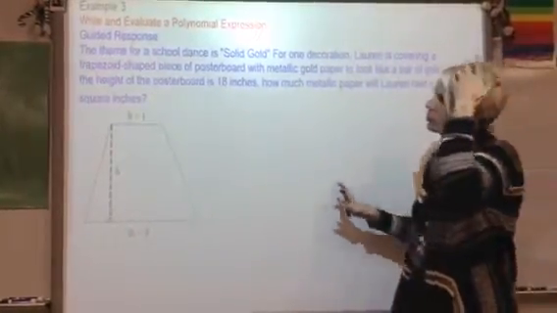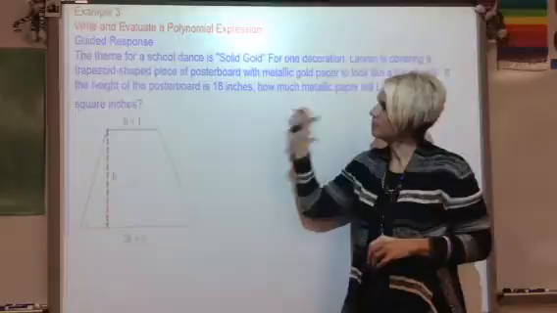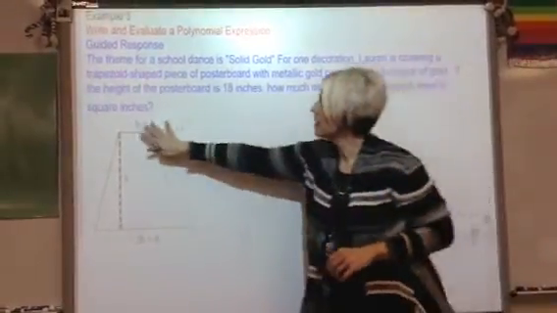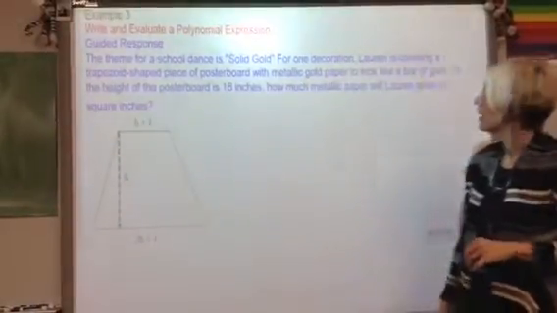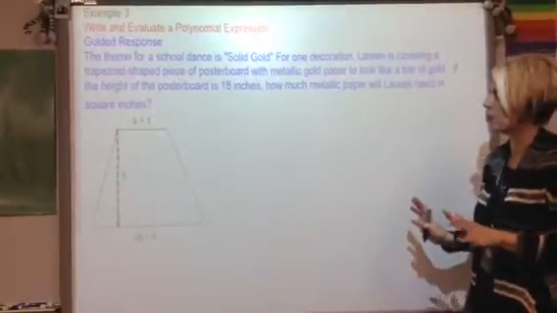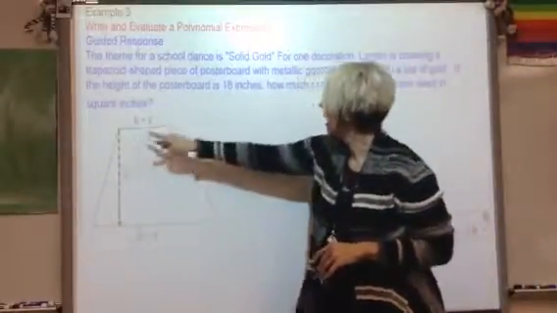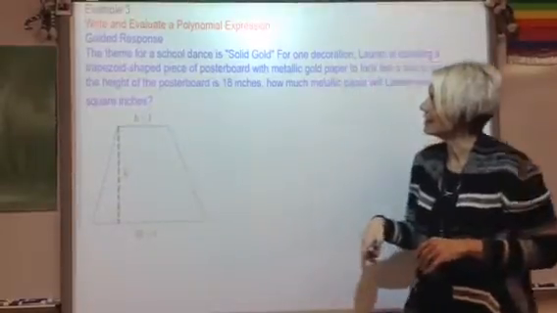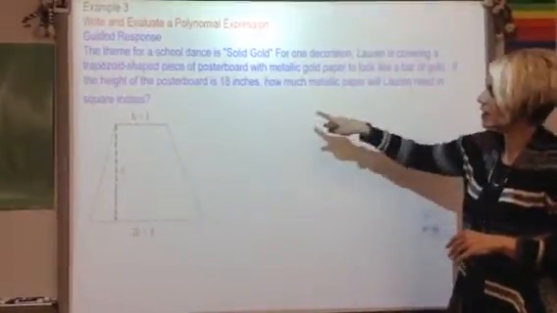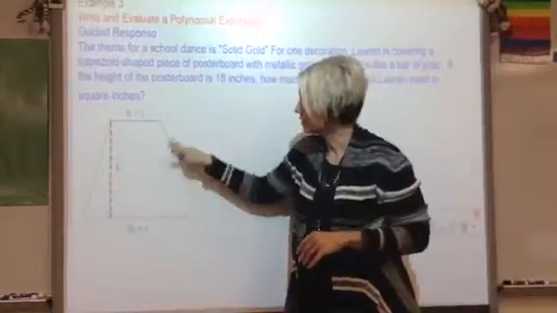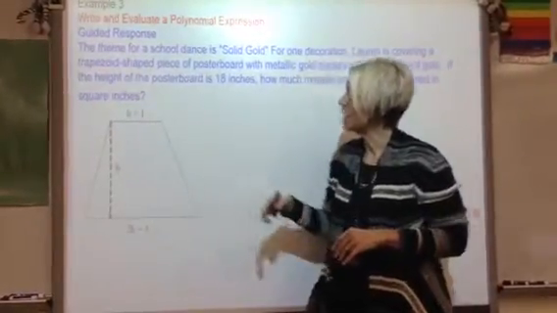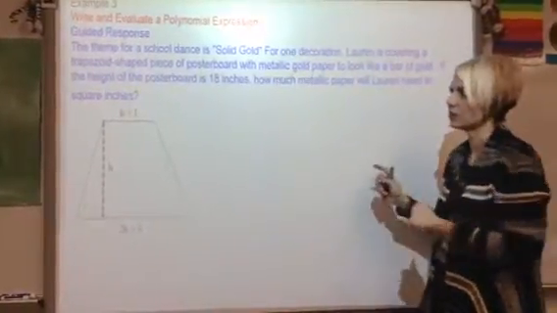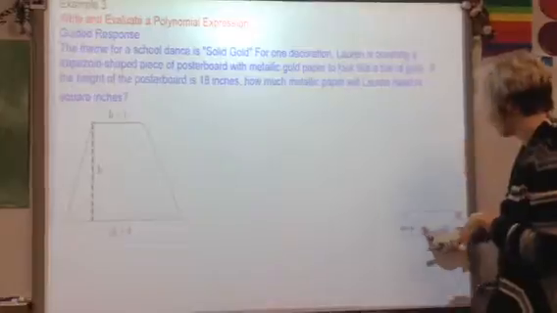Example 3 is a real-world problem, and the theme for the school dance is solid gold, and Lauren is covering this trapezoid-shaped piece of paper with metallic gold paper to look like a bar of gold. And as you can see, this height is going to be 18 inches, and I want to know how much paper she's going to need. So what we need to know is the area formula for this trapezoid, and then we'll plug some values in. So what I'm going to do is I'm going to have you work out what you can in your notes, and we'll talk about this real-world problem in class tomorrow.